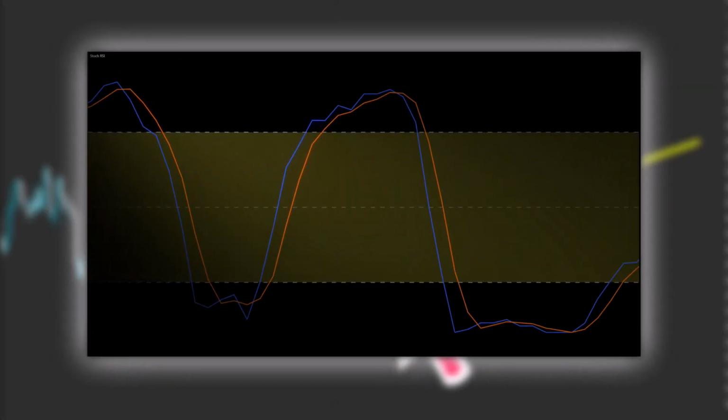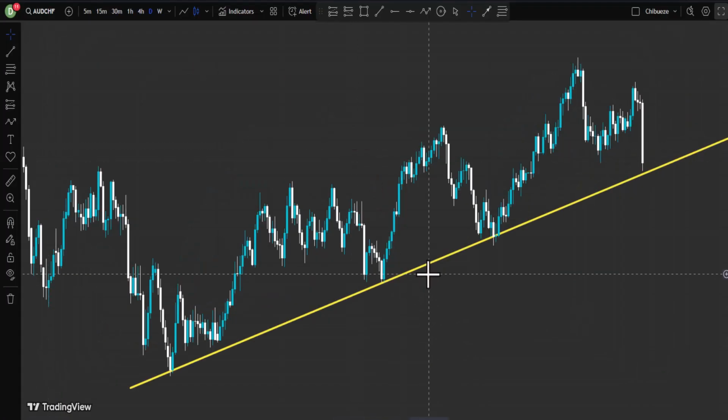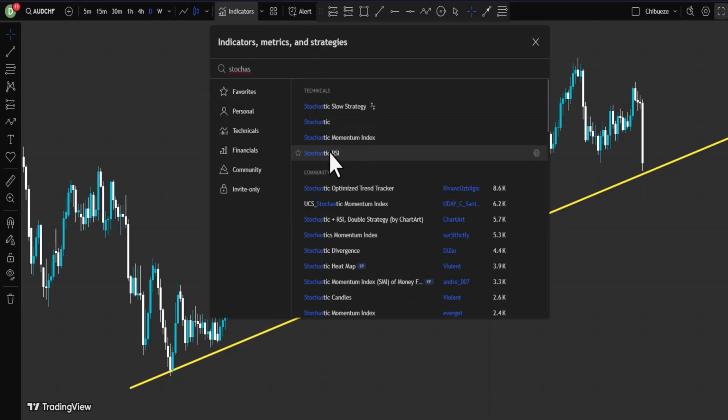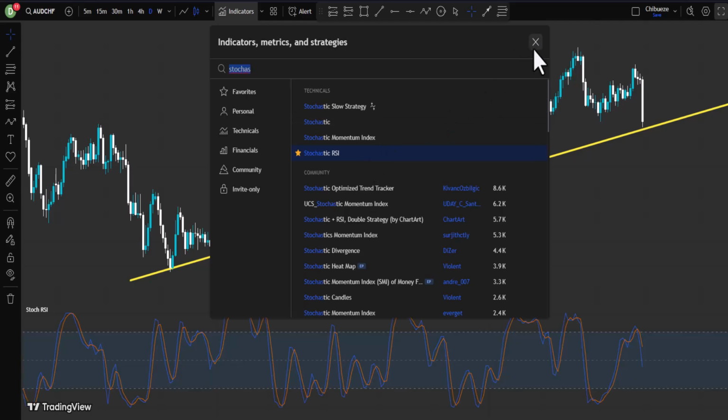Secondly, we want to use the stochastic RSI for trade confirmation. Now here's where it gets powerful. I don't just rely on trend lines alone. I combine them with an indicator called the stochastic RSI to filter out bad trades and boost accuracy. To apply this indicator, go to the indicators section on your charting platform and type in the stochastic RSI, and then click on this one to add it to your chart. And just like that, we're all set.